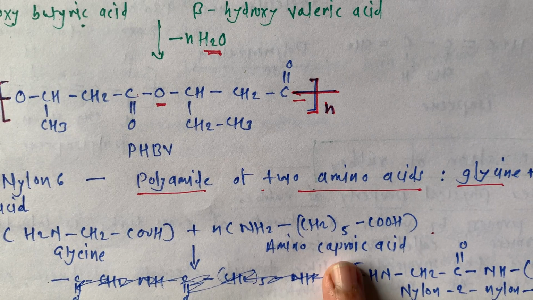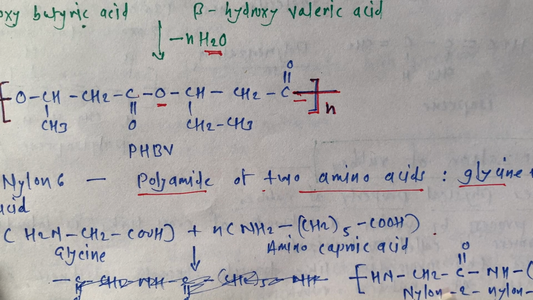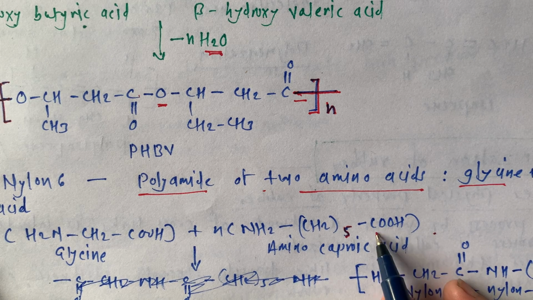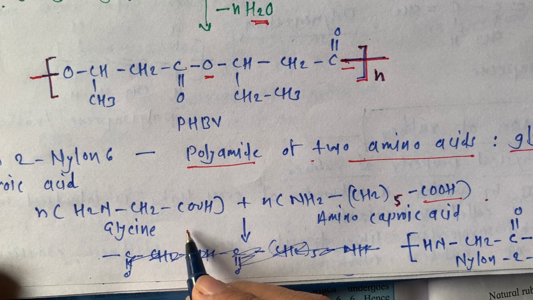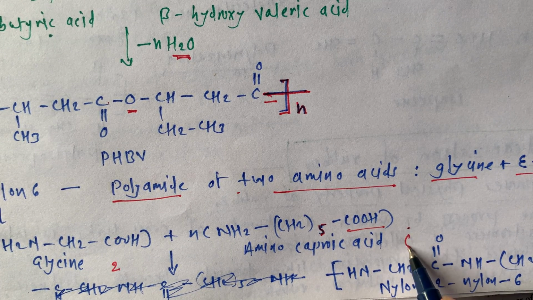This is aminocaproic acid. What is that? NH2 and this CH2 must be 5. These are the 5. Okay. And here it is COOH. So, are you getting this thing? See, 1, 2, that is 2 carbons in glycine, 5 and this is one more, so 6.